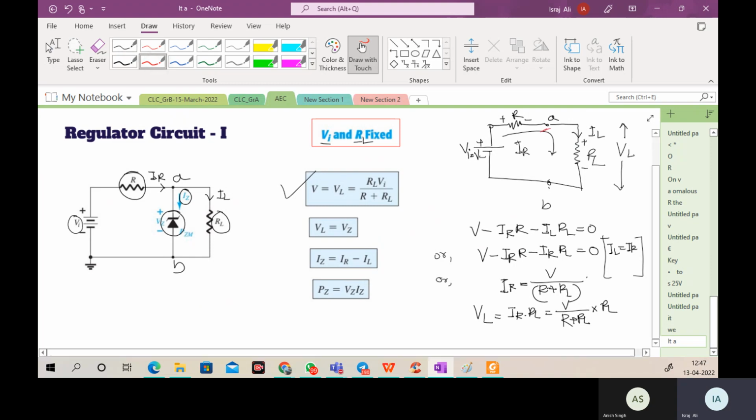Actually, we are finding out the voltage across A and B, which was the position of the Zener diode. Look at here. This is the position of the Zener diode. We are removing first the Zener diode, analyzing the circuit. Why are we doing that?